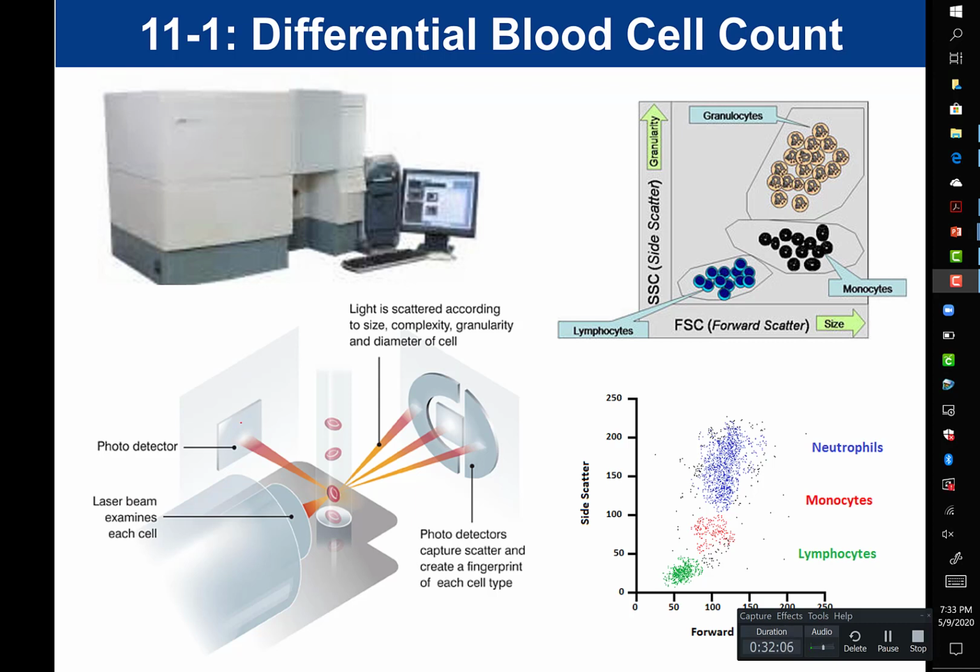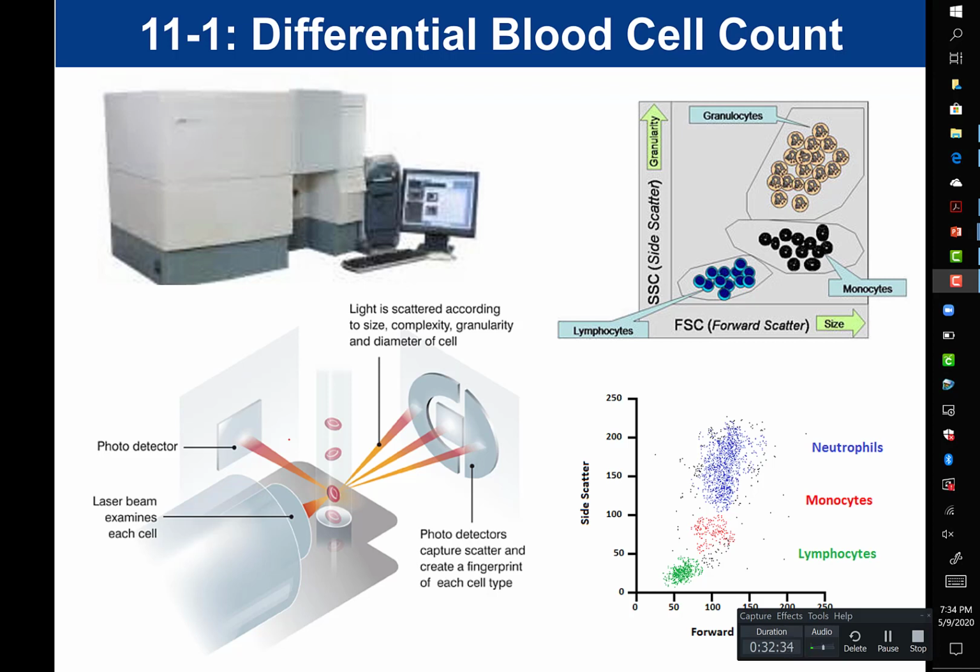And so there's another photodetector that is perpendicular to where the light is going. So the light's trying to pass through, but we also have a photodetector that is perpendicular to that. And we call that side scatter because the light's going to the side. Side scatter is dependent on the complexity of the cell.